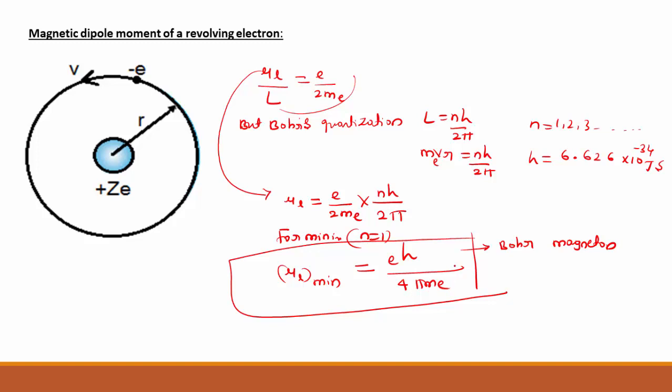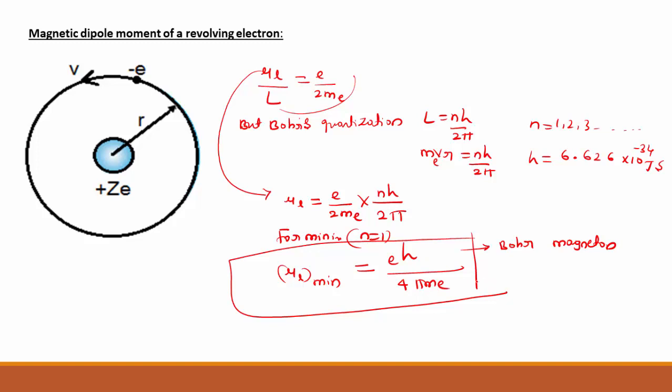This is very important for your examination. It is a 5 marks question. They can ask you to derive an expression for the Bohr magneton, or to derive an expression for the magnetic dipole moment of a revolving electron. Mu L is equal to eh divided by 4 pi m.